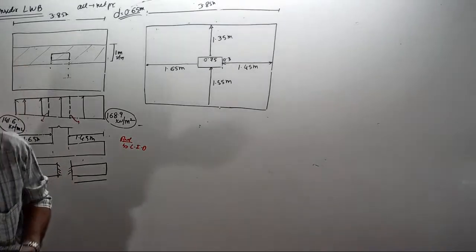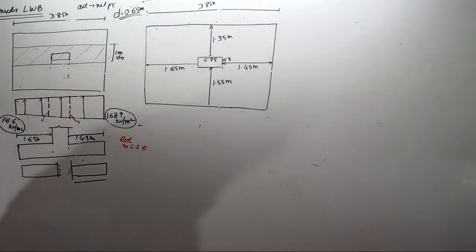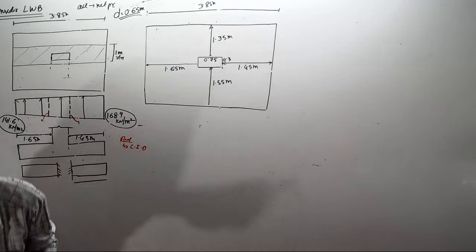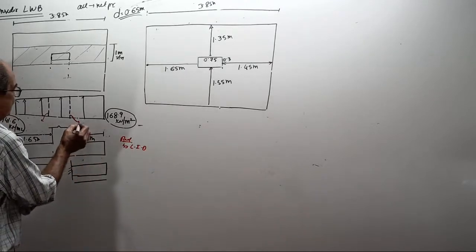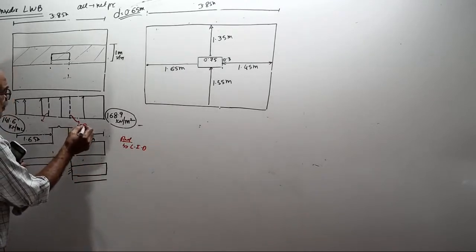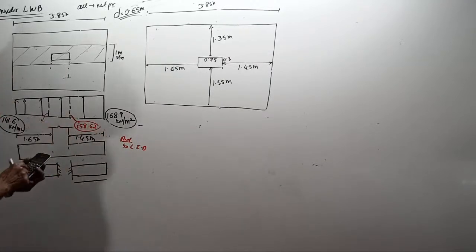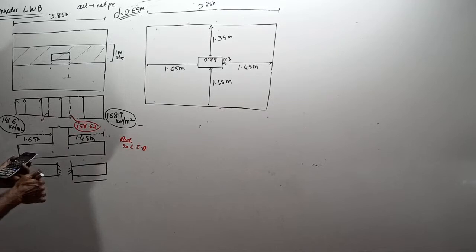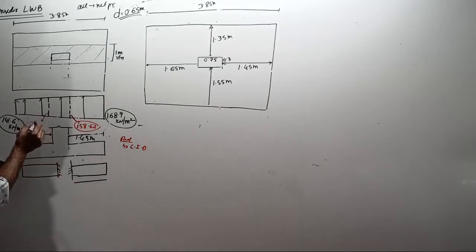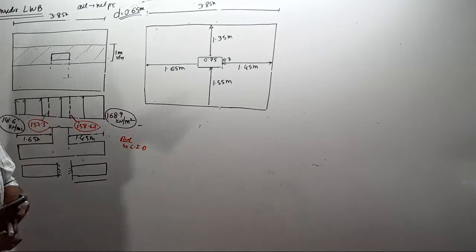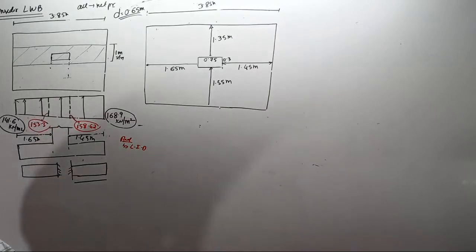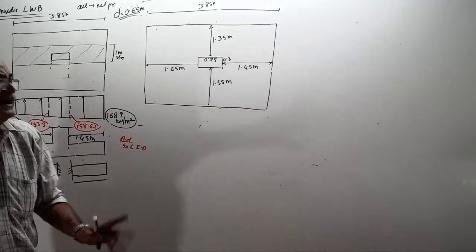156.62, 158.62. Congratulations. This 158.62 is this ordinate. This ordinate, is it 153.3? Correct answer. That ordinate is 153.3. Correct? Okay. Congratulations. Over.